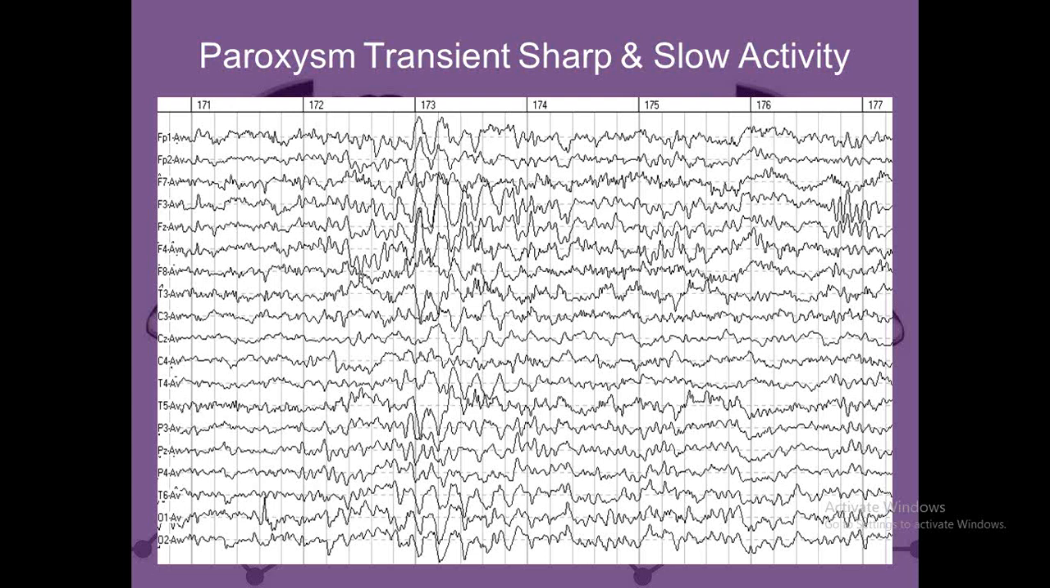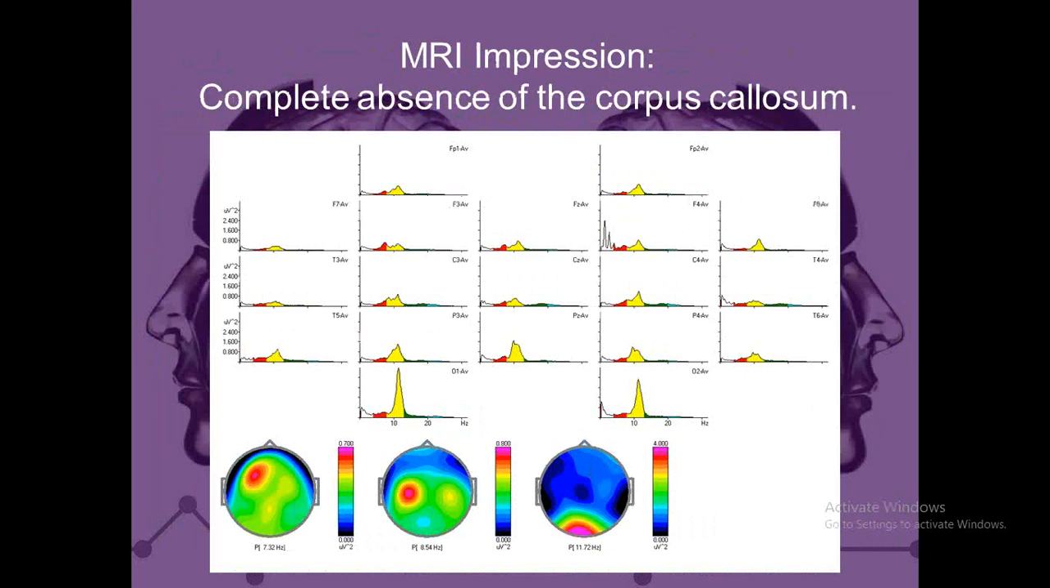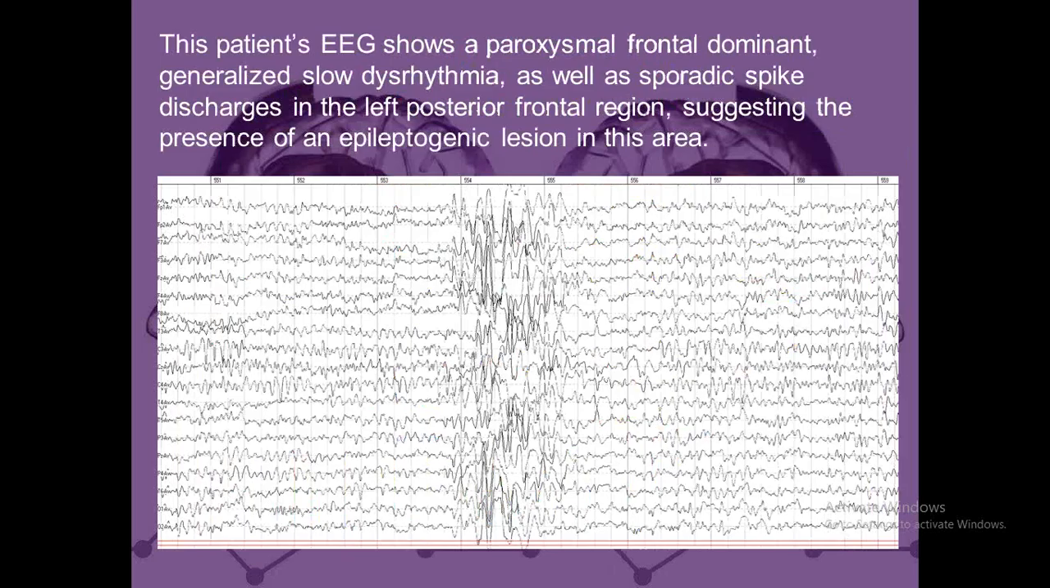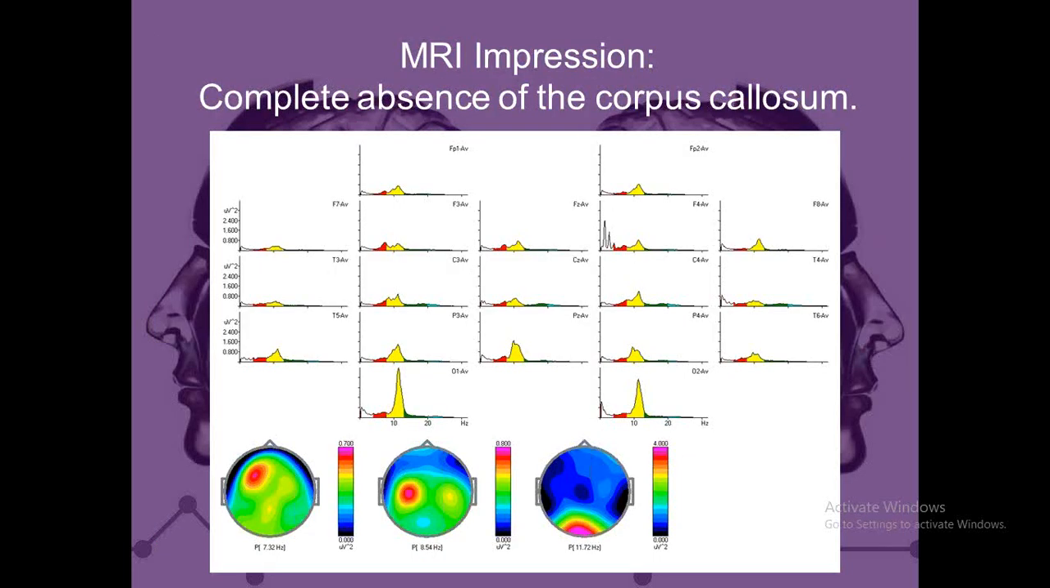Now this was a heck of a finding. It shows a paroxysmal frontal dominant generalized slow dysrhythmia. These are Meyer's words. He wrote this to me, as well as sporadic spike discharge in the left posterior frontal region, suggesting the presence of a lesion in this area. It's not that impressive on the actual maps because it's paroxysmal and intermittent and doesn't happen all the time. So over time it's averaged out, or I imagine this part would just be cut out by most qEEGers before they make their brain maps.